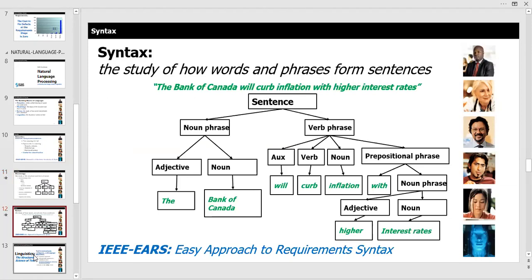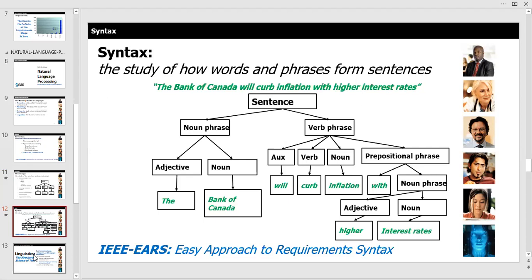Syntax, which is probably a very common term that most of us are familiar with, is the study of how words and phrases form sentences. For example, the Bank of Canada will curb inflation with higher interest rates. So here, rather than just the word itself, you're breaking down sentences into individual words that are then analyzed independently of each other.